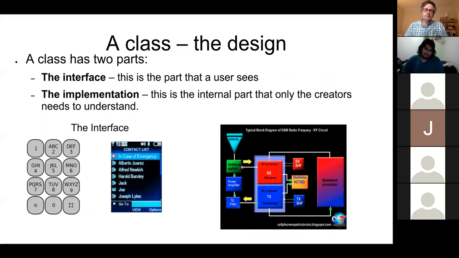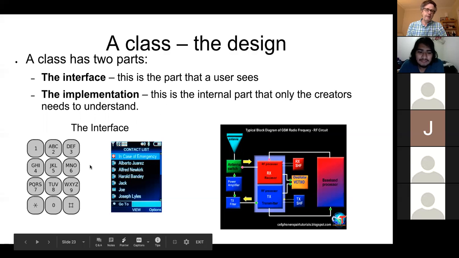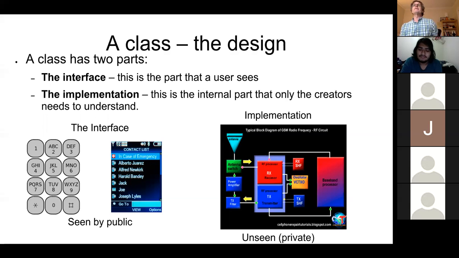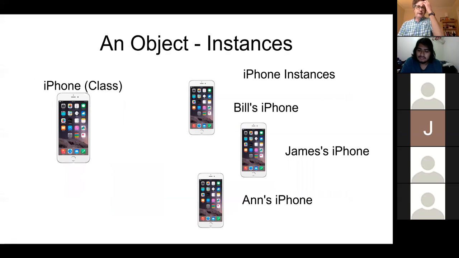So when we think about a class, we think about those two things. We think about the interface. That's how we use it. And we think about the implementation. That's how it works. A phone has an interface. That's how we use it. And inside it has all these components. And that's how it works. The interface is seen by the public. The implementation is only seen by the builders.